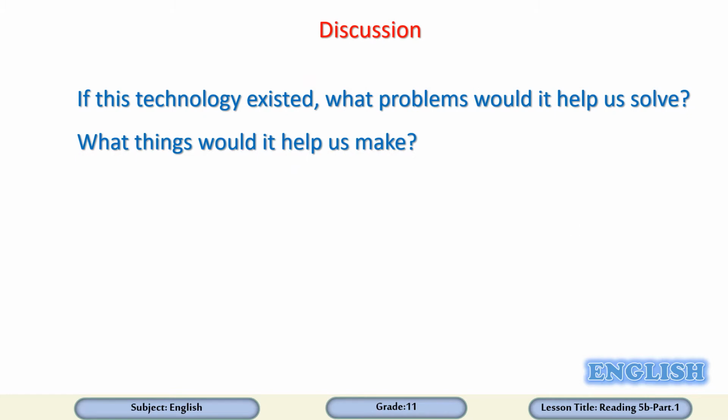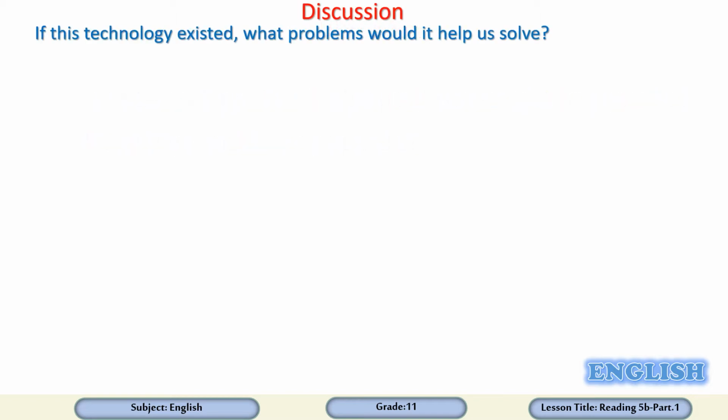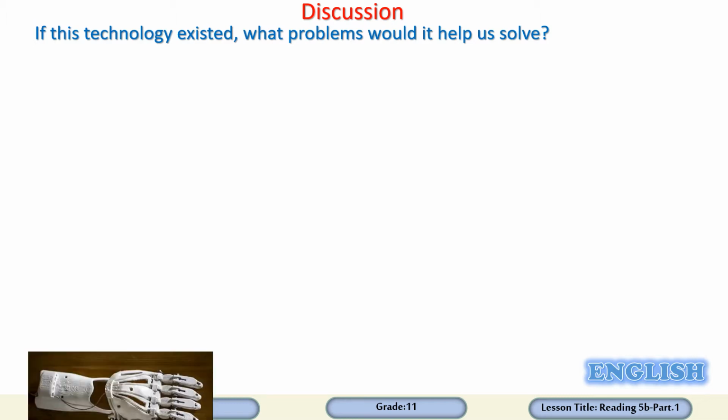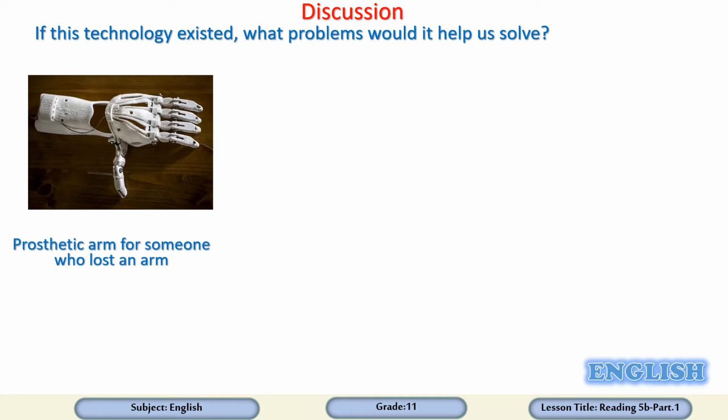Think now, if this technology existed, or if a device like the one described by the writer existed, what problems would it help us solve? Or what things would it help us make? What things have you thought of? Yes, very good. It can help us make prosthetic arms or legs for somebody who lost an arm or leg. And the arm or the leg would be quite similar to the normal or natural arm or leg.